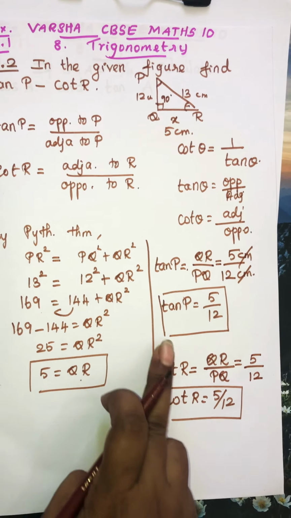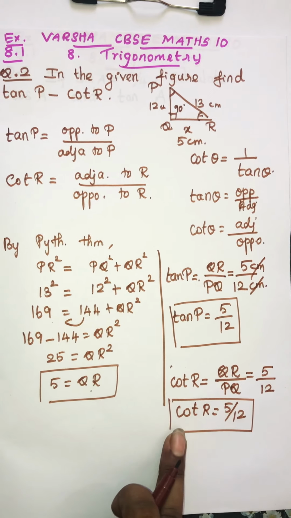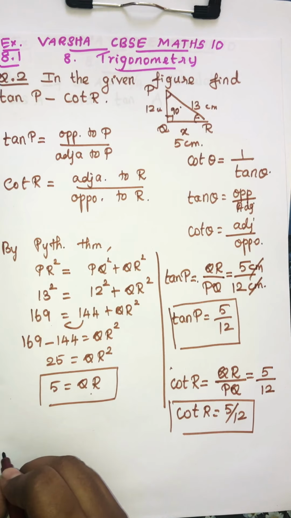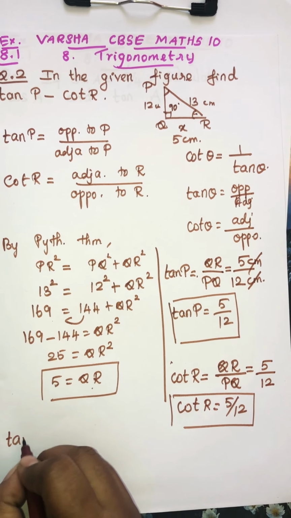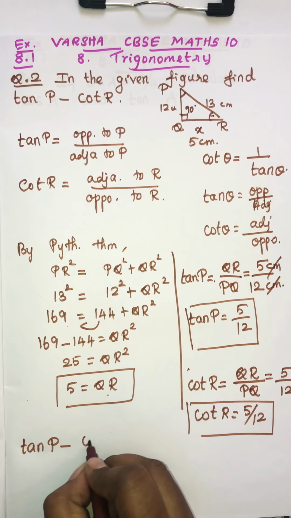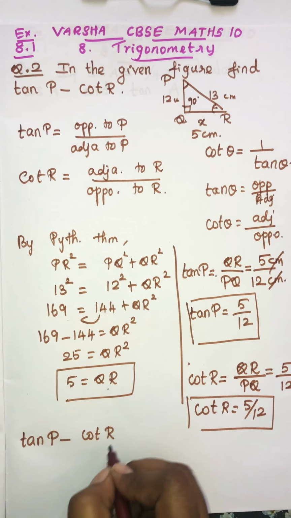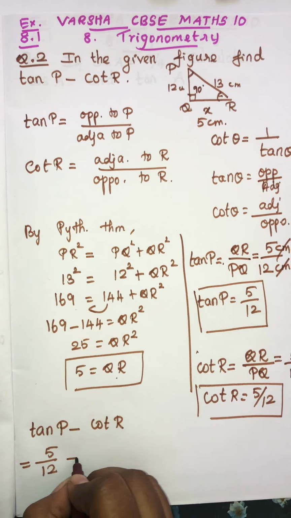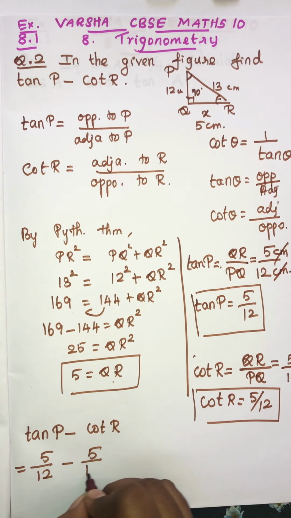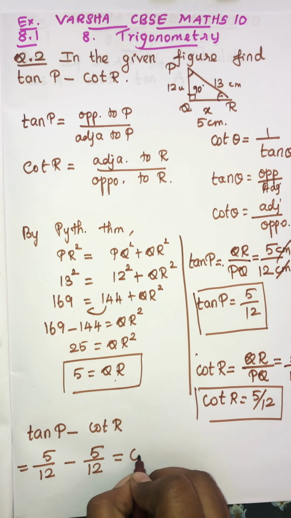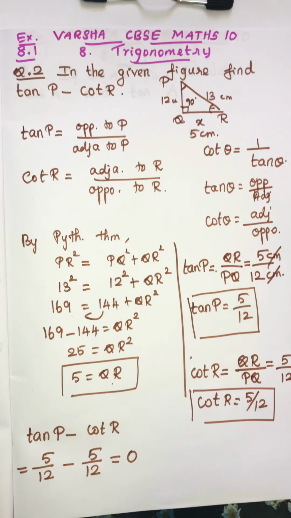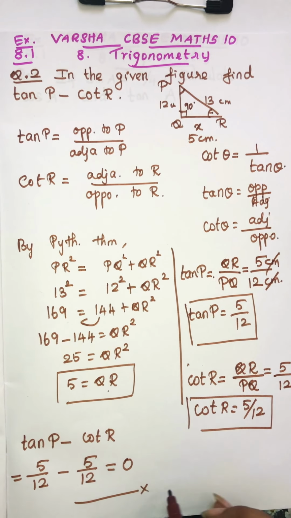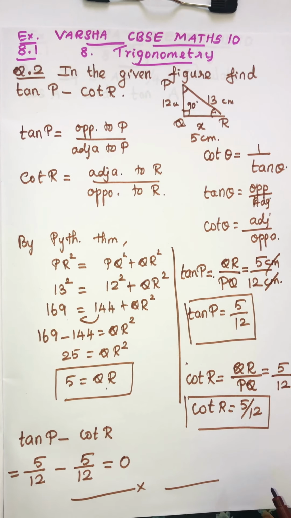Now we found tan P and cot R. Do you understand this? Now what is to be found? Tan P minus cot R. Our tan P is 5 by 12 minus cot R, which is also 5 by 12. If you subtract, you get 0 as your answer. So your answer is 0. That's all, we found the answer.